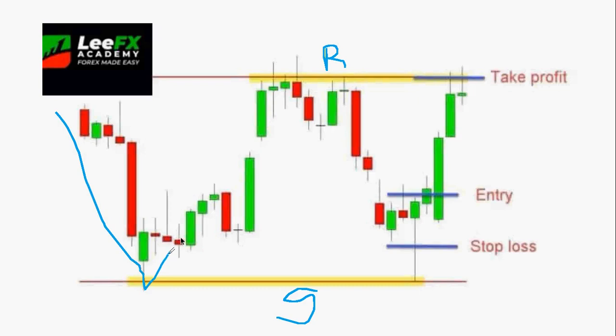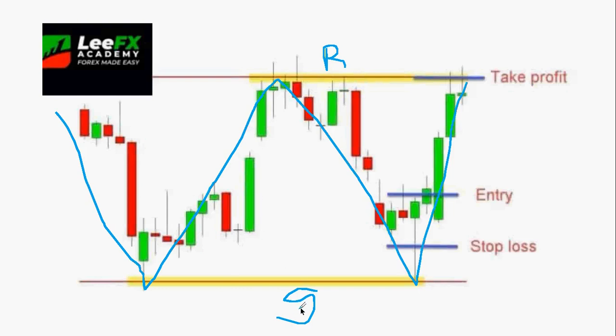What will happen with the ball? It will bounce back. Once the ball reaches the roof, it will bounce down again. Once it comes to the floor, it bounces. This is what you are seeing. This is how the price moves. So where it is bouncing, this is what we call supply and demand.